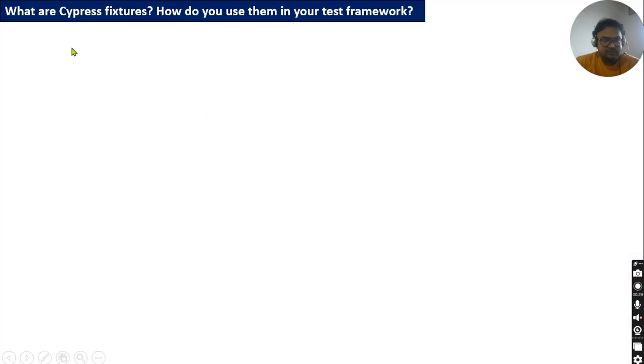What are Cypress fixtures and how do you use them in your test framework? This question can be asked in different ways, and it is asked quite frequently for freshers as well. Cypress fixtures are the basics of Cypress, and if you have 1 year of experience in Cypress, you must know about these things. So you can consider this question will be asked for freshers as well if you are applying for a Cypress automation engineer role. Let's understand what Cypress fixtures are.